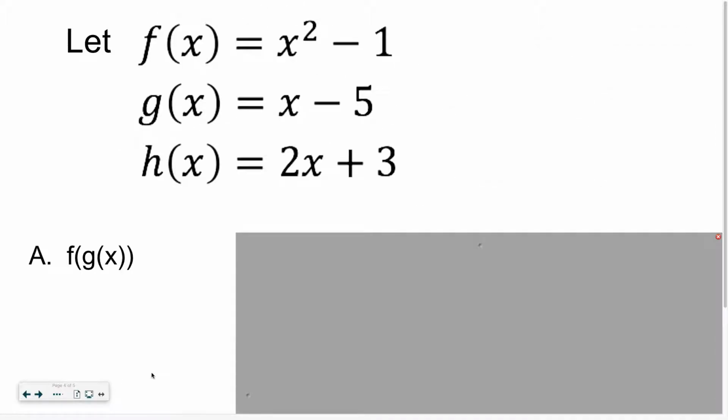And we're going to use these three functions. So if you want to put these three functions in your notes, we'll just be reusing these for our different examples. And if you look at your gold sheet, that's kind of what your homework is. I give you some different functions, and then it asks you to do a whole bunch of compositions with them. And then there's a couple of book problems. So f of x is x squared minus 1. G of x is x minus 5. And h of x is 2x plus 3.